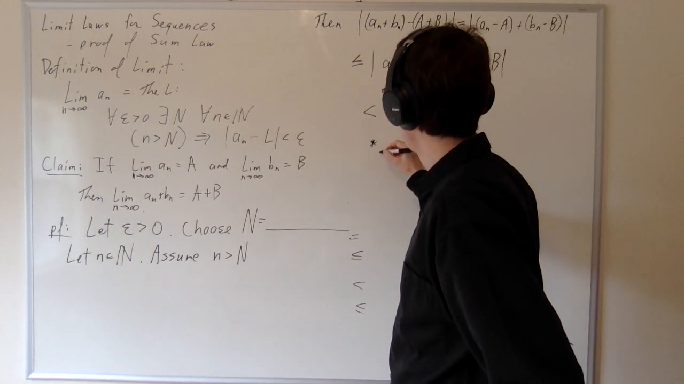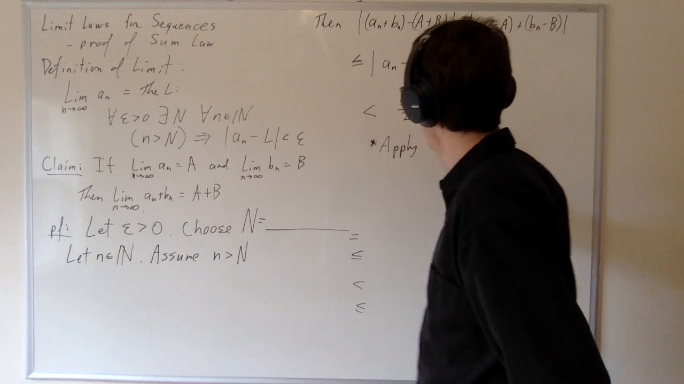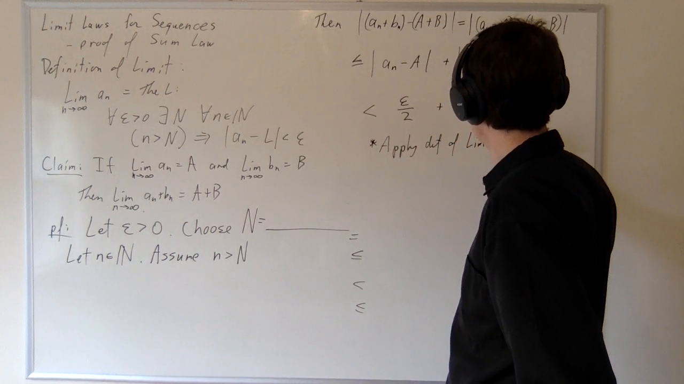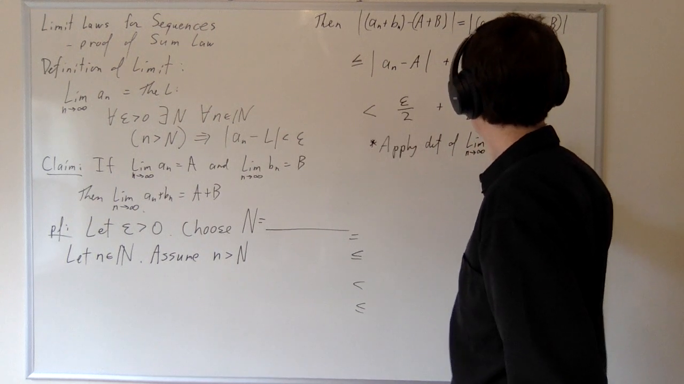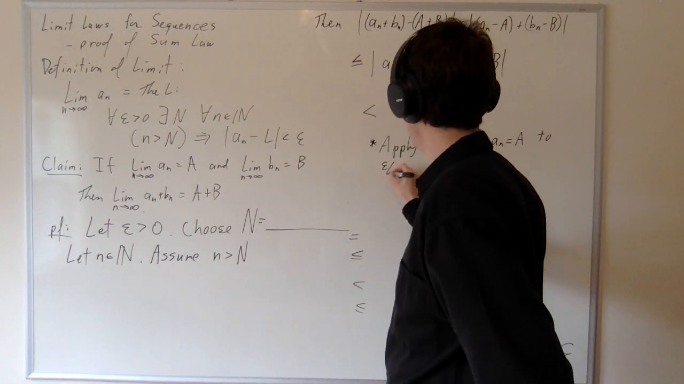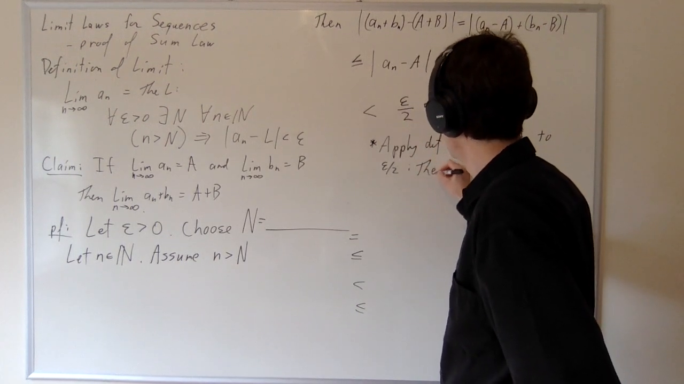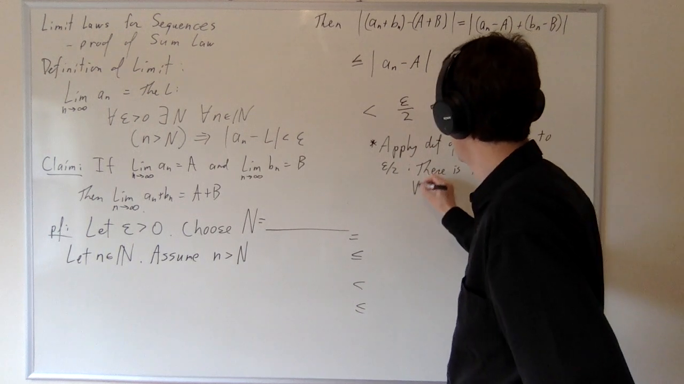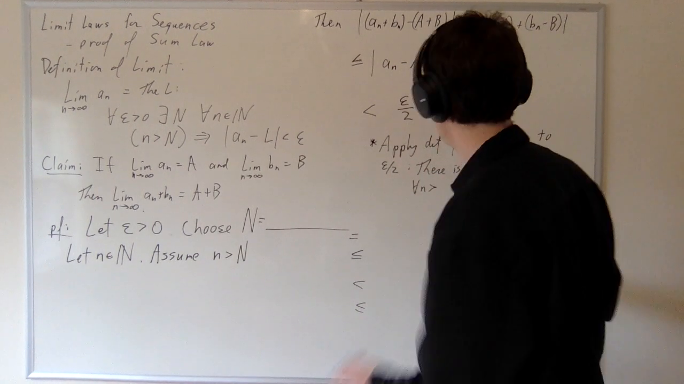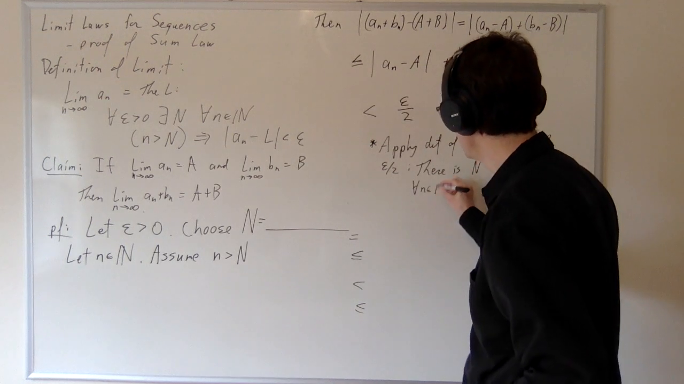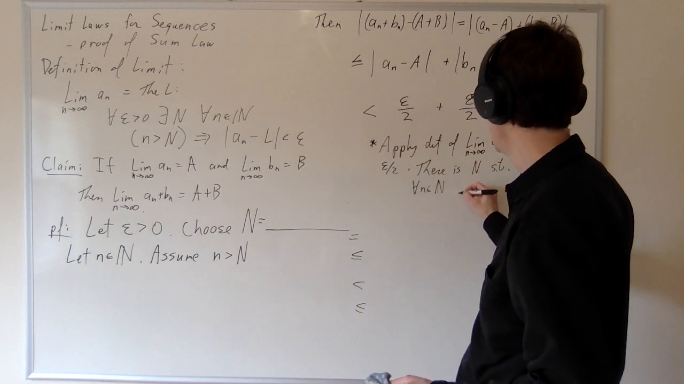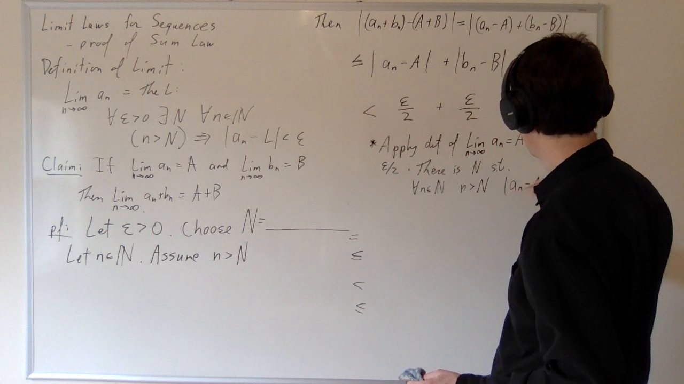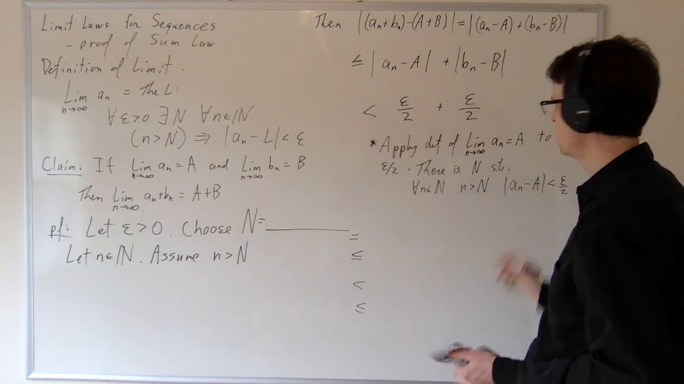And so let's feed an epsilon over 2 into the definition of the limit and demand that cap N. So here, what we're going to do is we're going to apply the definition of the limit of a_n equals a to epsilon over 2. So then there is some N such that for all natural n, if n is bigger than N, then |a_n − a| is actually less than epsilon over 2.